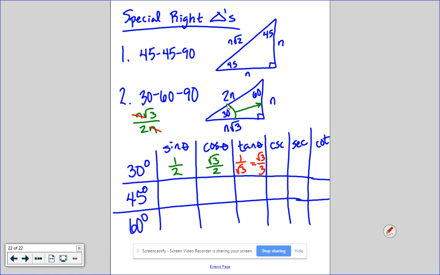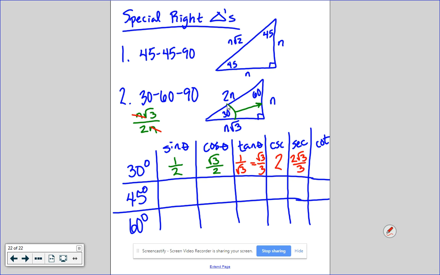Now, from that, can I find cosecant? If sine is half, what is cosecant? 2. 2 over 1 or 2, same thing. What is secant? 2 square root 3 over 3.